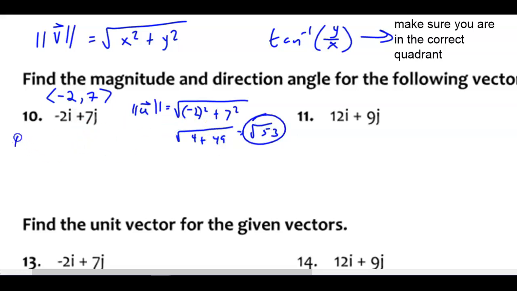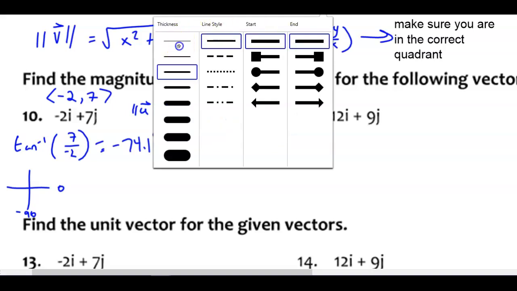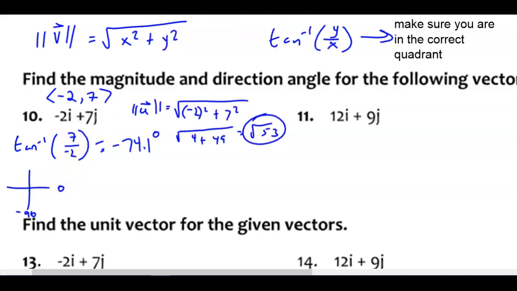Now, let's find the directed angle. So if we do the tangent inverse, like that, tangent inverse of 7 divided by -2 gives us a -74.1 degrees. Well, if you look at your unit circle, remember this right here is 0. If I go clockwise, this is -90, which means this angle right here that we're referring to, -74.1, is somewhere in this quadrant, down here.